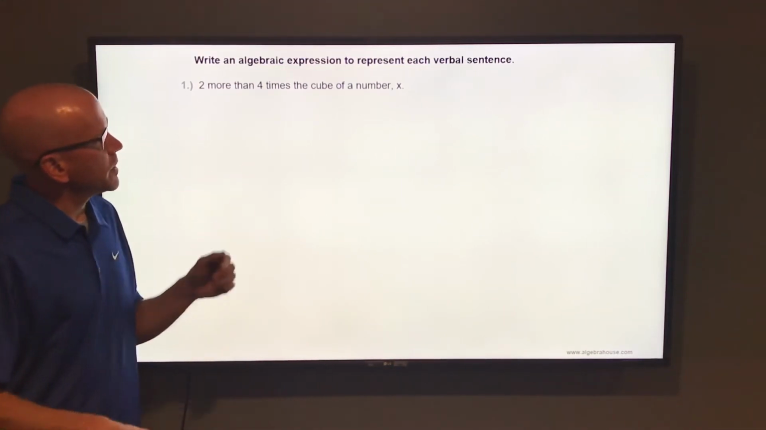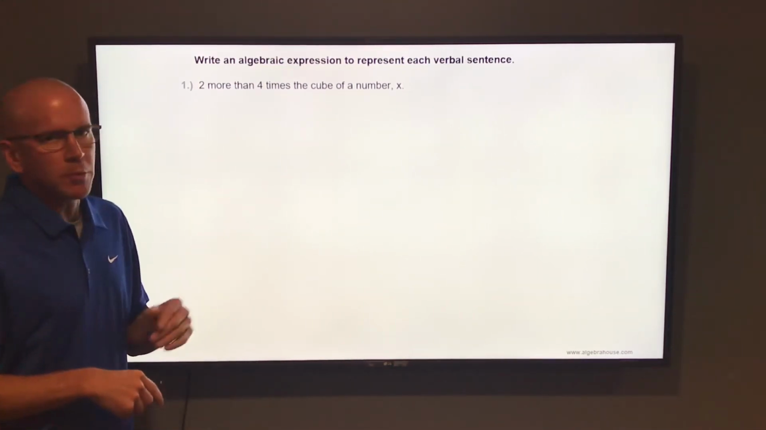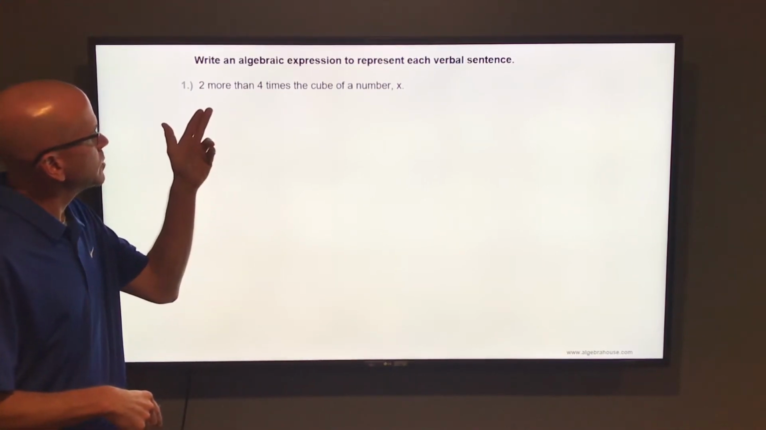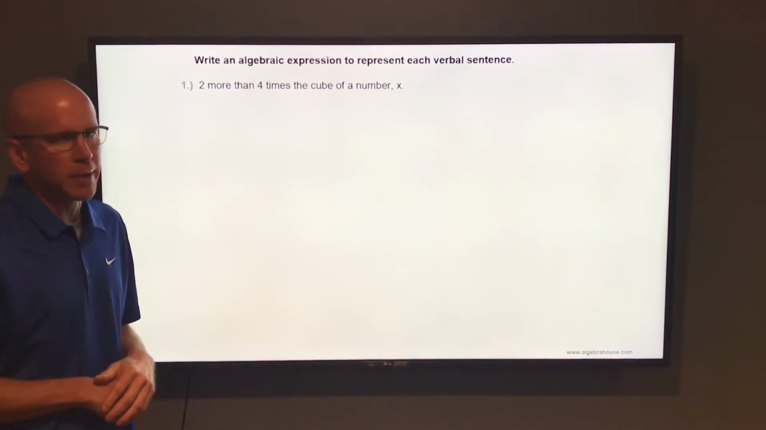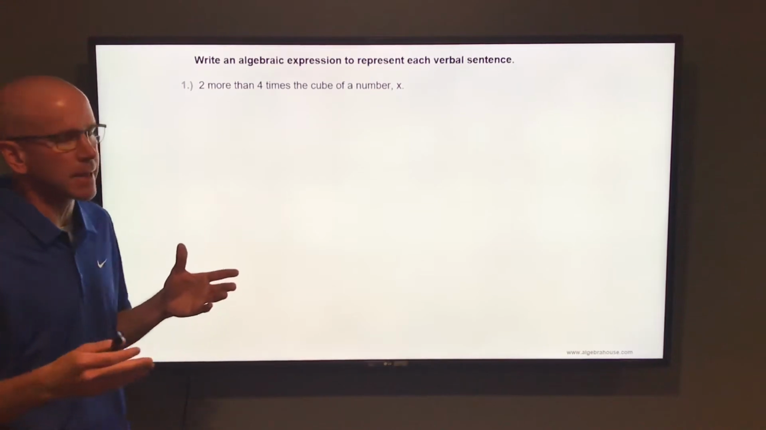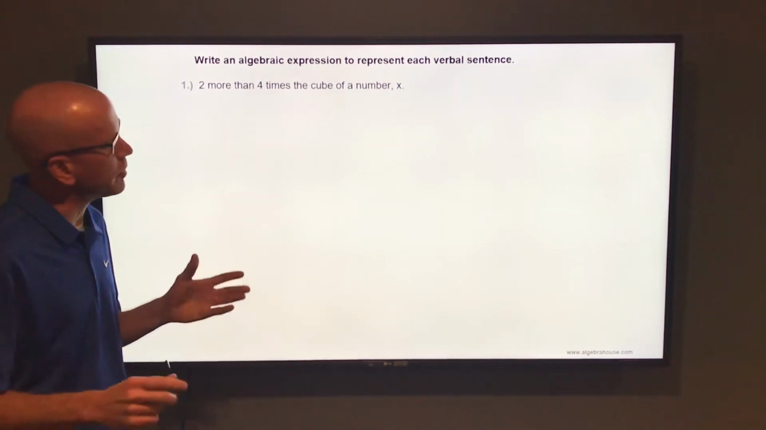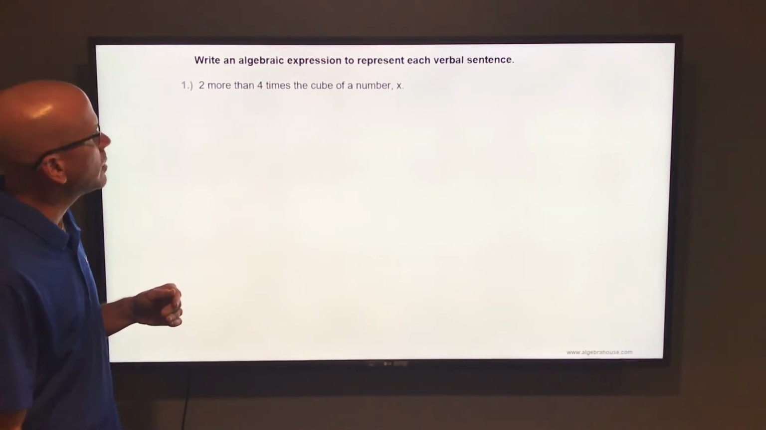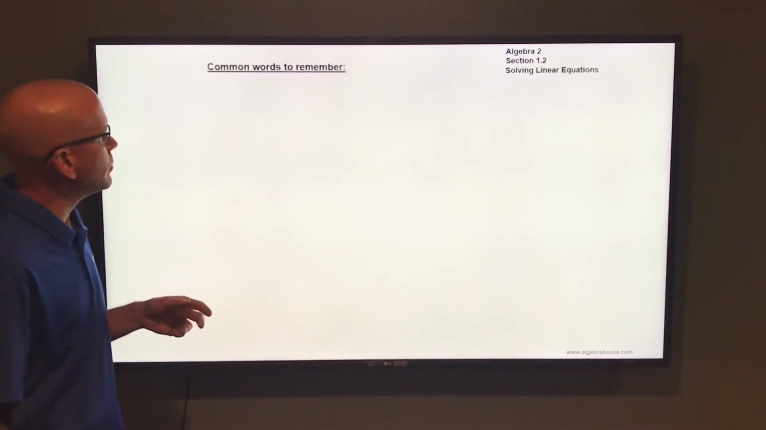We're asked to write an algebraic expression to represent each verbal sentence. First one, 2 more than 4 times the cube of a number x. Now you might look at that and think, I have no idea where to begin. It's perfectly fine, perfectly normal. Just need to go back and remember a few things.